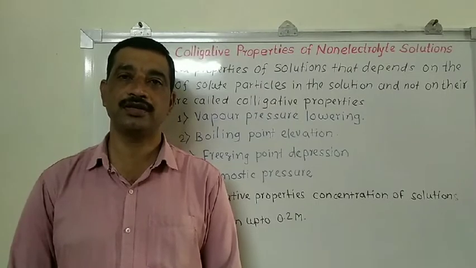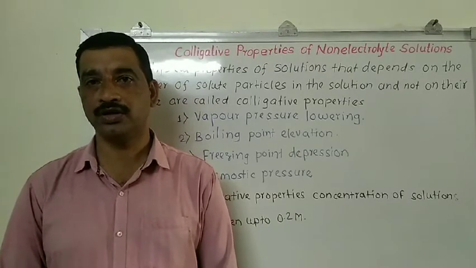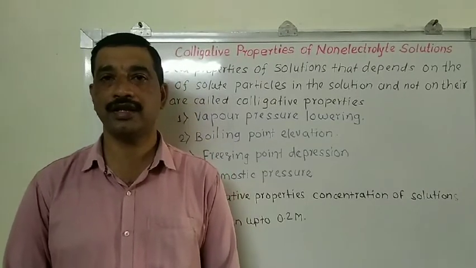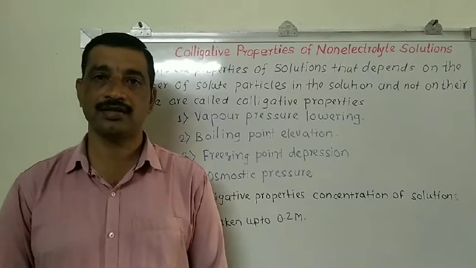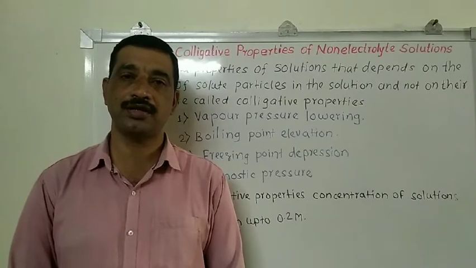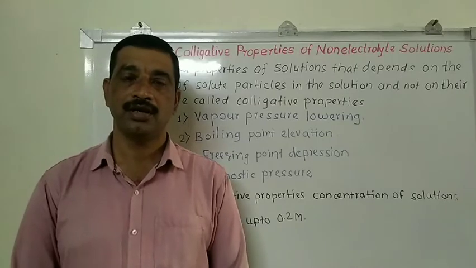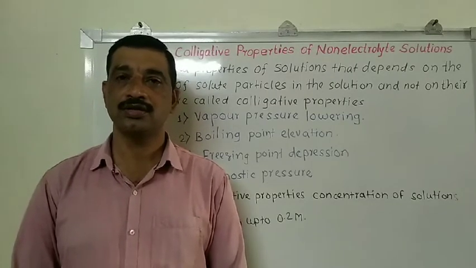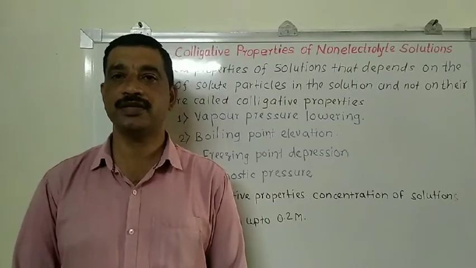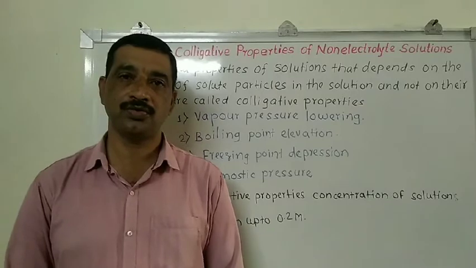So first we consider what is the meaning of non-electrolyte. The chemical substances which, when dissolved in water, do not ionize into the corresponding ions, that is cations and anions, are known as non-electrolytes. When such non-electrolyte solutes are dissolved, a solution is formed, and these solutions show similarity in some physical properties, and such physical properties are called colligative properties of the particular solution.